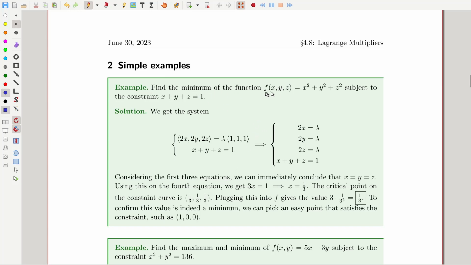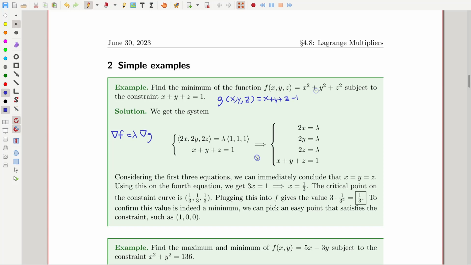Find the minimum of a function subject to this constraint. So we start by expanding out the condition that gradient of f is equal to lambda gradient of g. I should probably mention where g is, because that may not be immediately clear. The way that you create g is you take your constraint equation and move everything to one side so that the other side is equal to 0, and that is your constraint. So in this case, g of x, y, z is equal to x plus y plus z minus 1.